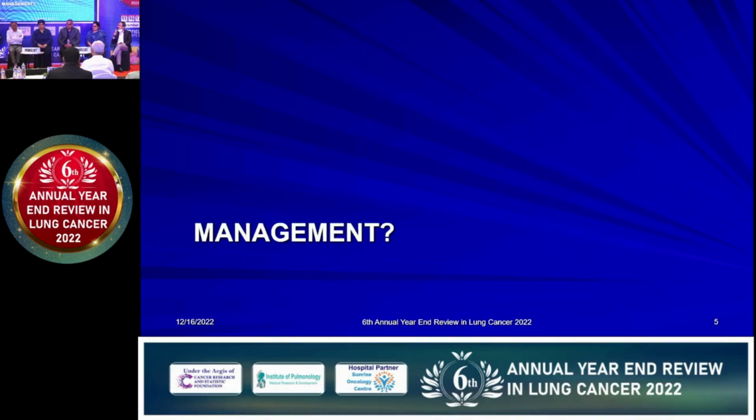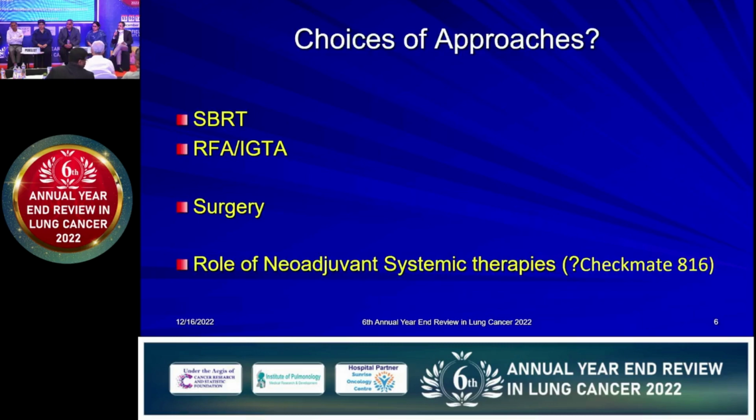And management options. For this 75-year-old gentleman, is it SBRT, RFA, or image-guided thermal ablation, or is it surgery or neoadjuvant? We'll assess his fitness for surgery, pulmonary function tests, and medical comorbidities. Perfect. If the patient is found suitable, then surgery should be the first treatment of choice. Priya, how do we go about this? This is a very important distinction, medically inoperable versus medically operable, and that defines a lot of the treatment choices.